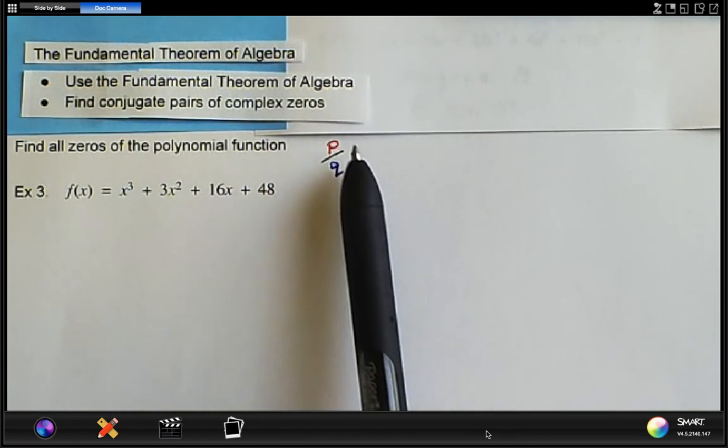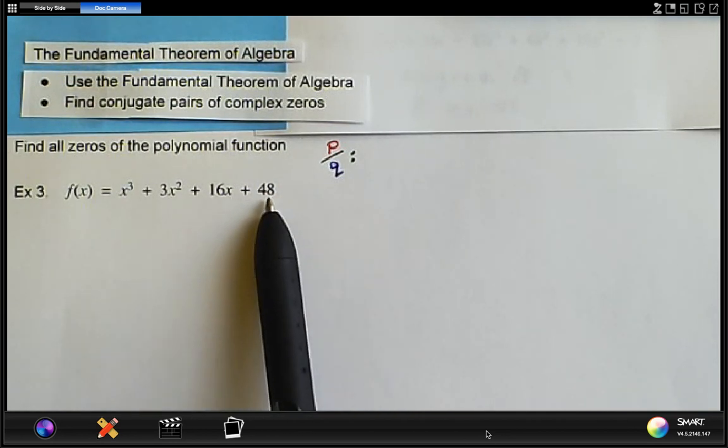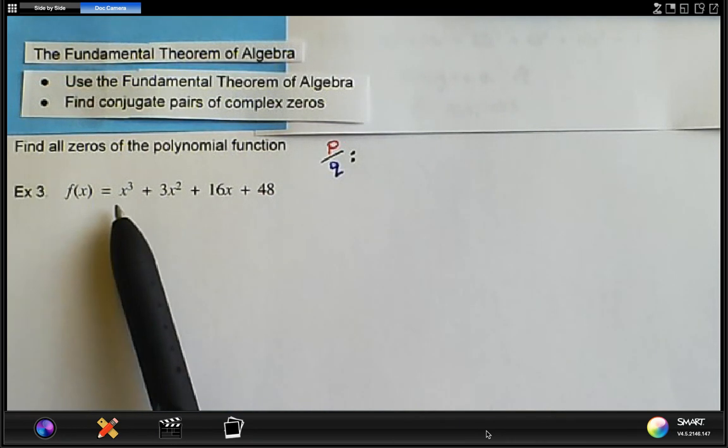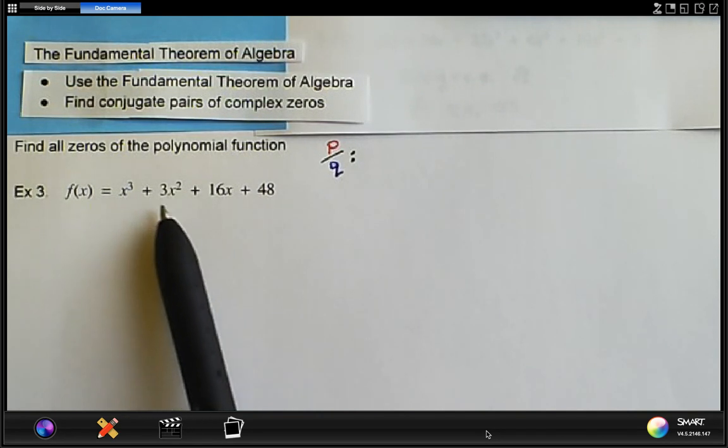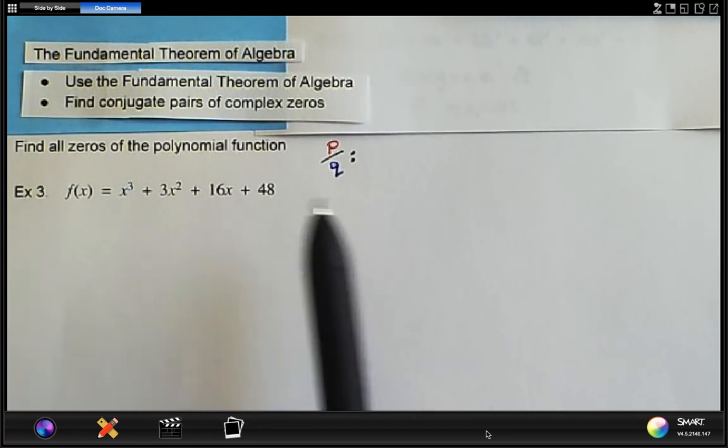The way that we find out what we're going to substitute in is we take p divided by q. Remember, p represents all the factors of our constant term, and q represents all the factors of our highest degree, which in this case is 1. So really all we have to do is come up with all the factors of 48.